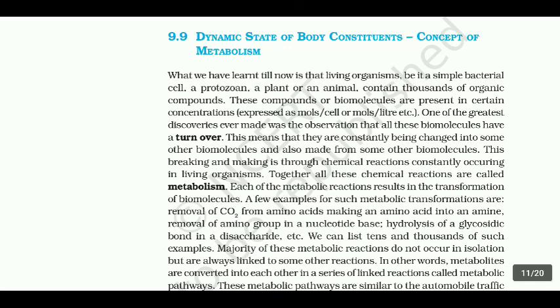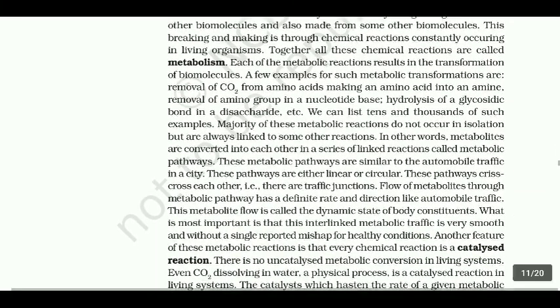We can list tens and thousands of such examples. The majority of these metabolic reactions do not occur in isolation but are always linked to some other reactions. In other words, metabolites are converted into each other in a series of linked reactions called metabolic pathways. These metabolic pathways are similar to automobile traffic in a city. These pathways are either linear or circular. These pathways crisscross each other.